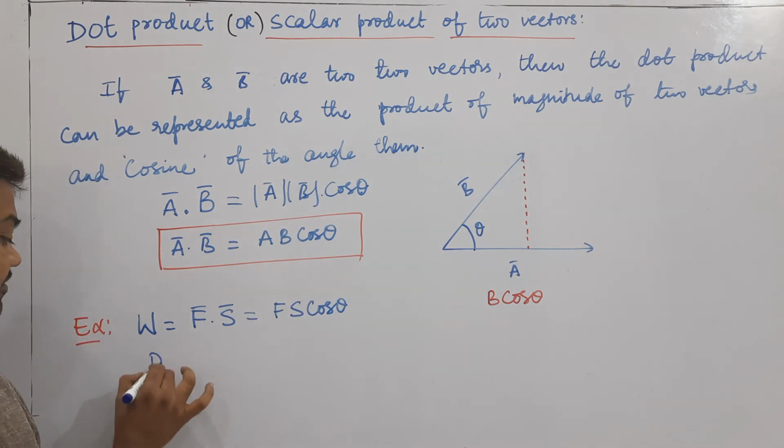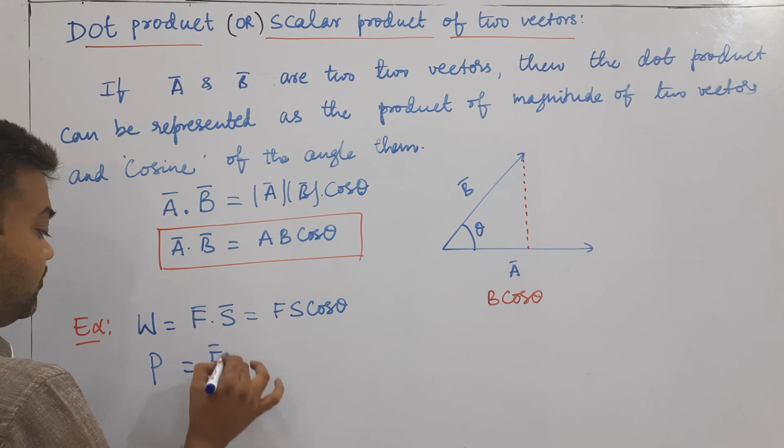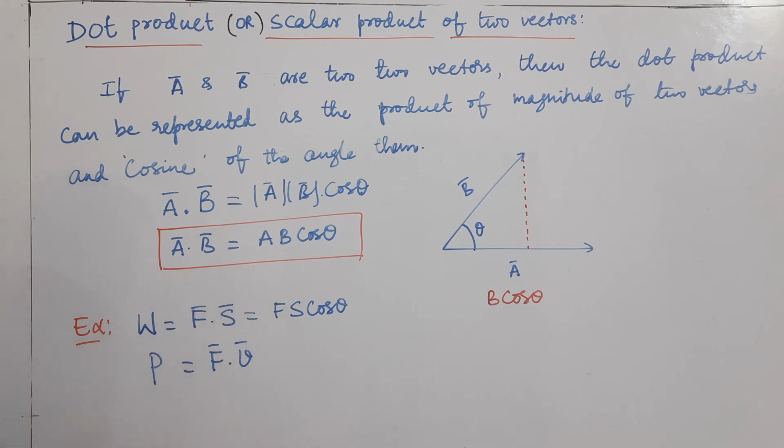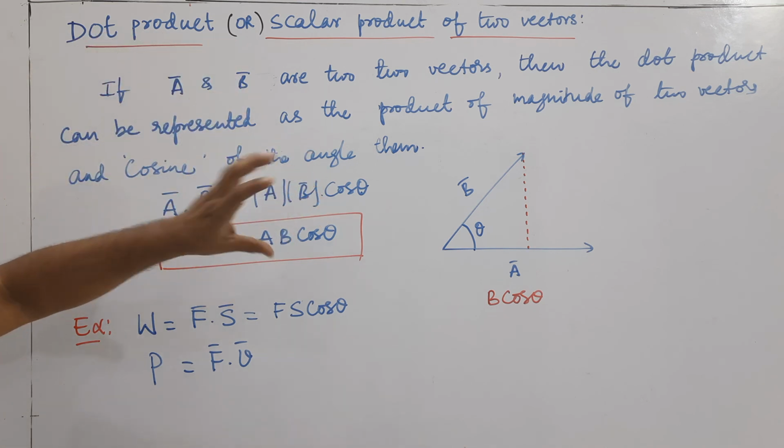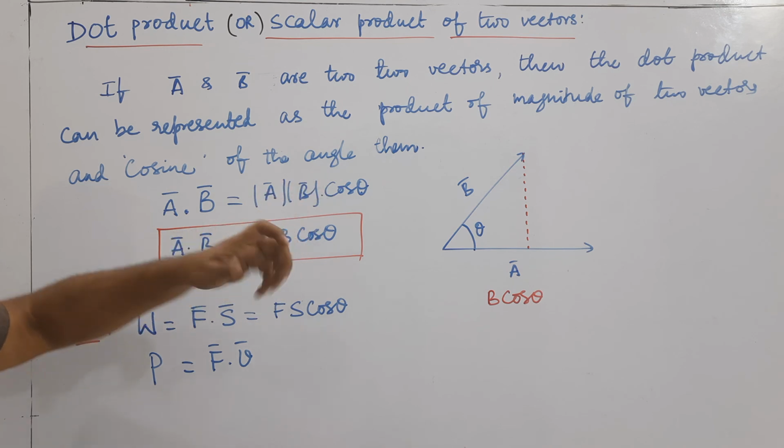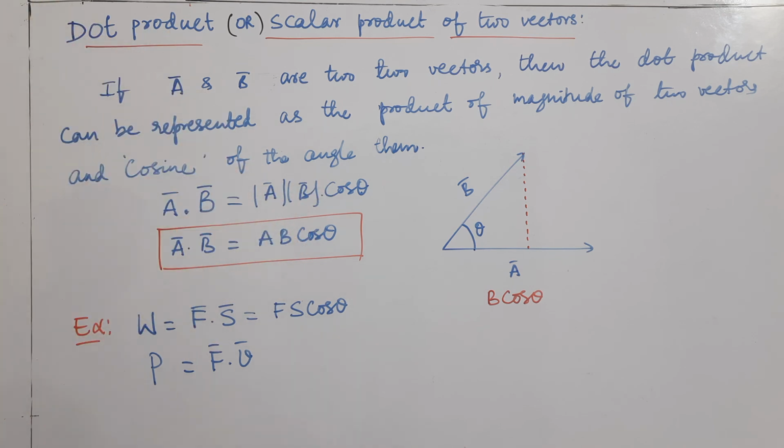Another one, power, we can also write. It's a product of force into velocity. These two are the applications of dot product. What is the dot product? If two vectors are there and the resultant of the product is a scalar, we can represent it with a dot product or scalar product.